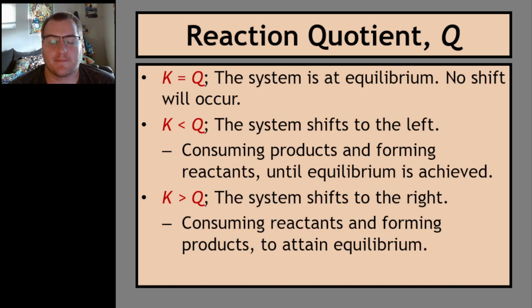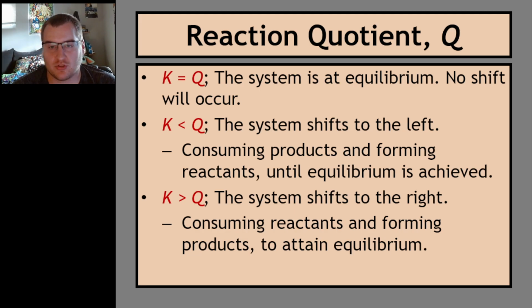3 possibilities. If K is equal to Q, that means K is at equilibrium, Q is anywhere. If they're equal, that means the system is at equilibrium. That is the third definition of equilibrium we'll need. The system is at equilibrium when K equals Q. No shift will occur. Now, if K is less than Q, the system will shift to the left. If K is greater than Q, the system will shift to the right.